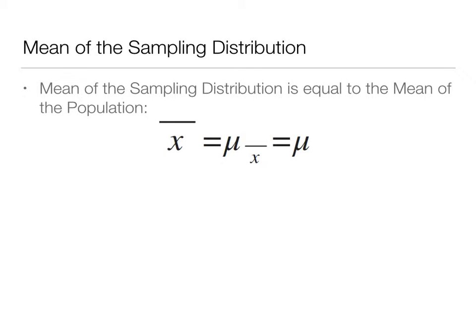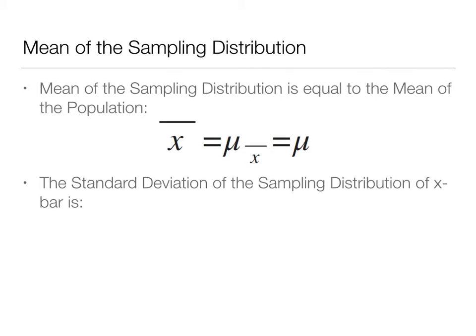And the standard deviation of the sampling distribution of x bar, sigma of x bar, is equal to the population standard deviation over the square root of n, where n is your sample size. Pretty straightforward, pretty fun, pretty exciting.